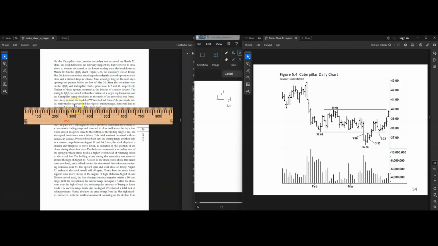Many trades occur around the edge of trading ranges, so there's no shortage of trades. It's very important because a lot of folks are looking for action. They don't want to sit down forever. So you have a lot of trades, and that's a very good, important thing.